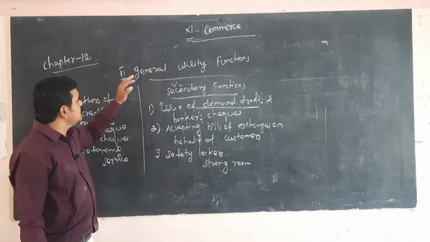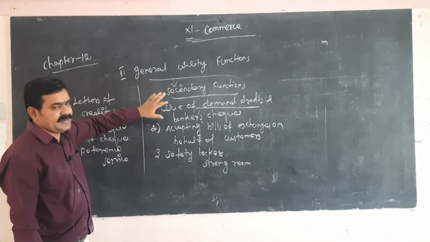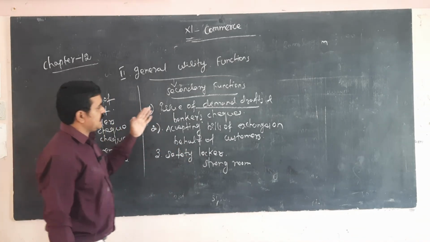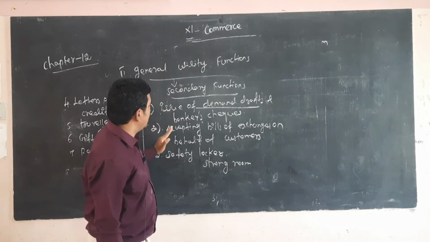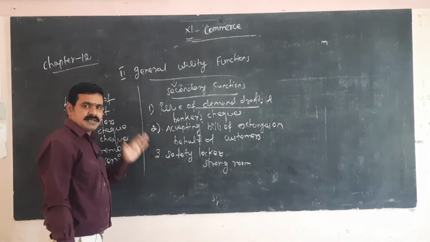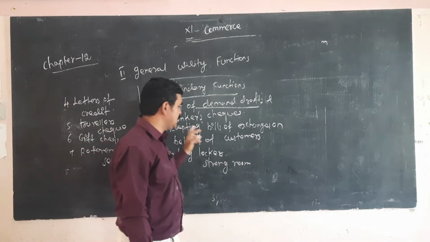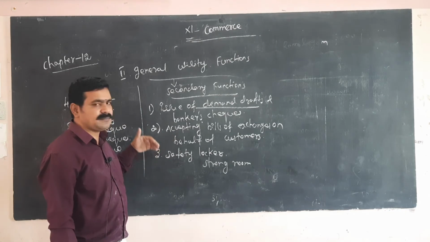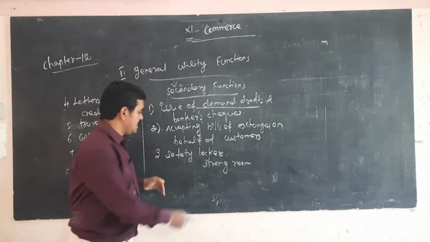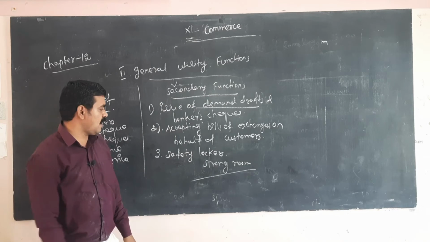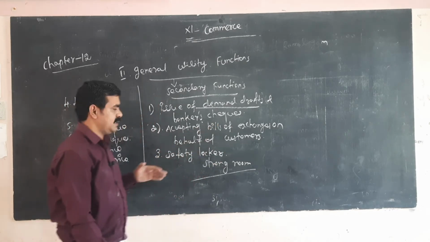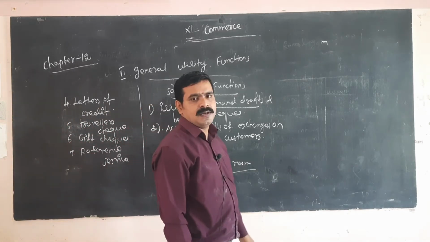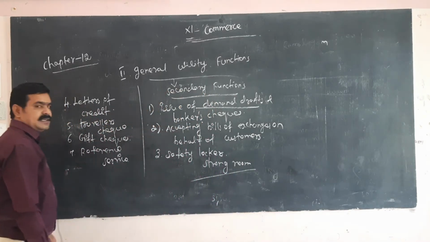The first function is the agent function, the second one is the general utility function, the secondary function. It includes issuing demand drafts and bank checks on behalf of customers, and accepting bills of exchange and payments on behalf of customers. Safety lockers are a strong room or vault room where documents and jewels are kept in the bank. Letters of credit are evidence of payment, a guarantee of payment.